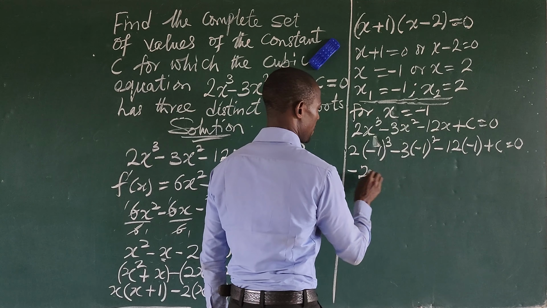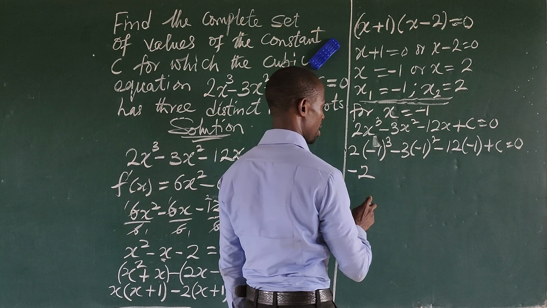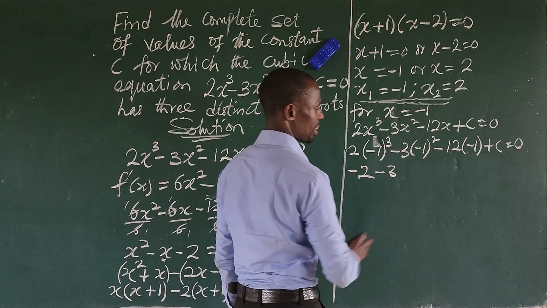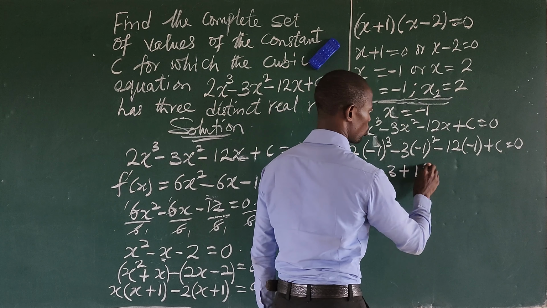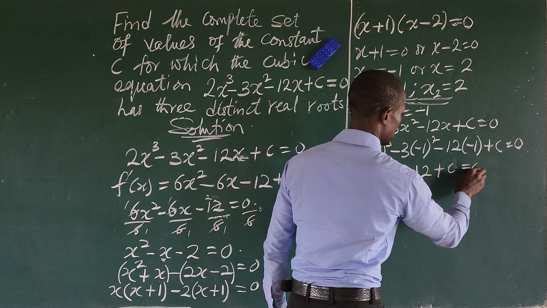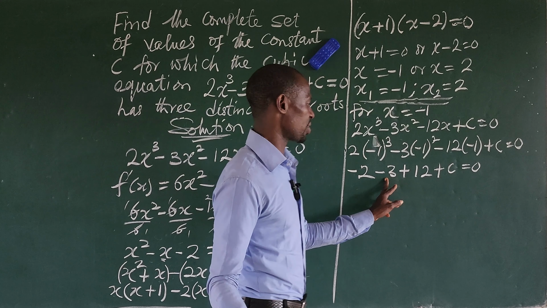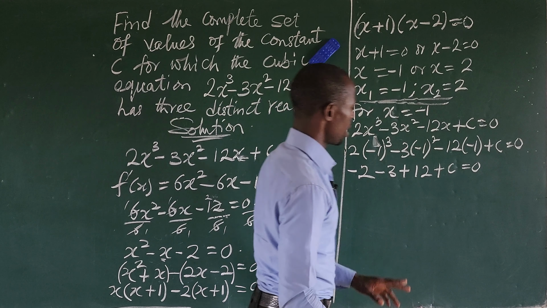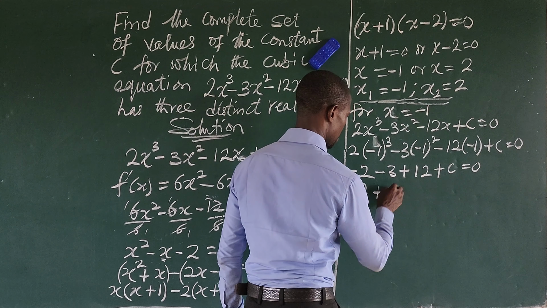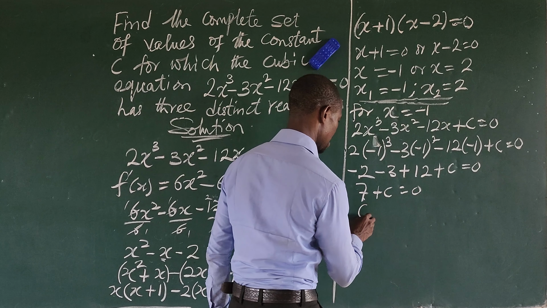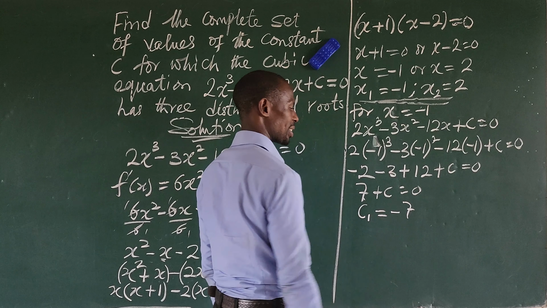This, of course, will give us negative 1. So we have here to be minus 2. Then this will give us positive, and minus 3 times plus 1 will give us minus 3 here. Then minus times minus gives us plus. So here we have 12 plus c. This is equal to 0, right? So minus 2 minus 3 will give us minus 5. Minus 5 plus 12 will give us plus 7. So we have here 7 plus our c equal to 0. So c is equal to minus 7. So we can say this is our c1.